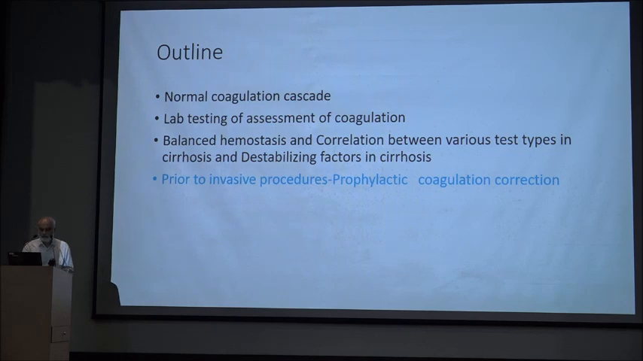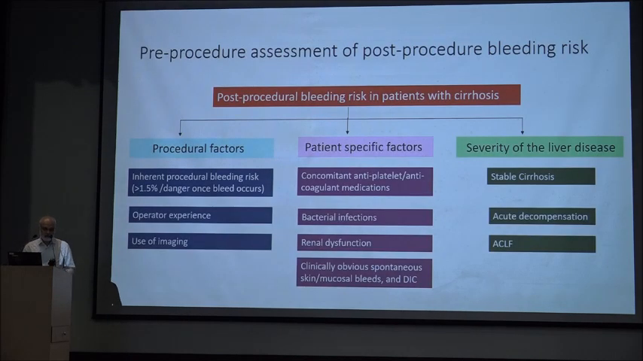Now, what should we do prior to invasive procedures? First, we have to assess the bleeding risk. There are three groups of factors that affect post-procedure bleeding. First is the procedural factor, that means the inherent procedural risk. It is classically said that if it is more than 1.5%, it is considered high risk, or if the procedure is such that once bleeding occurs there is an imminent life threat to the patient and it is very difficult to control the bleeding, it is a high-risk procedure. Procedural factors also include operator experience and use of ultrasound imaging.